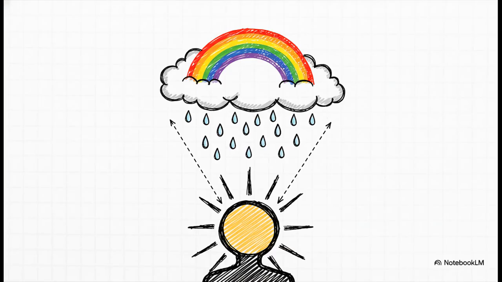Now, this is the most important rule, okay? Please remember this. A rainbow is always formed in a direction opposite to that of the sun. So what does this mean? It means for you to see a rainbow, the sun must be behind you and the rain must be falling in front of you. Your position is key. You have to be standing between the sun and the rain. This specific alignment is absolutely crucial.